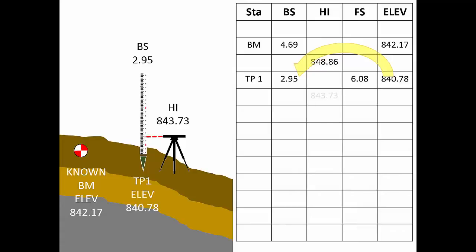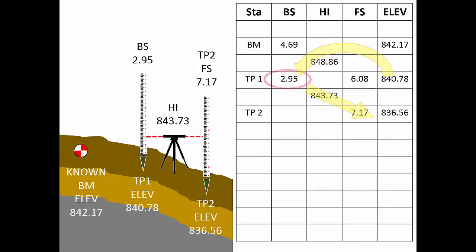Next, the rod person moves forward, sets a new turning point, TP2. After reading and recording the foresight on turning point 2, we now have enough information to compute the elevation at TP2. Have you seen a pattern in the field notes so far? The readings and the math follow a repeating sequence back and forth down the page.